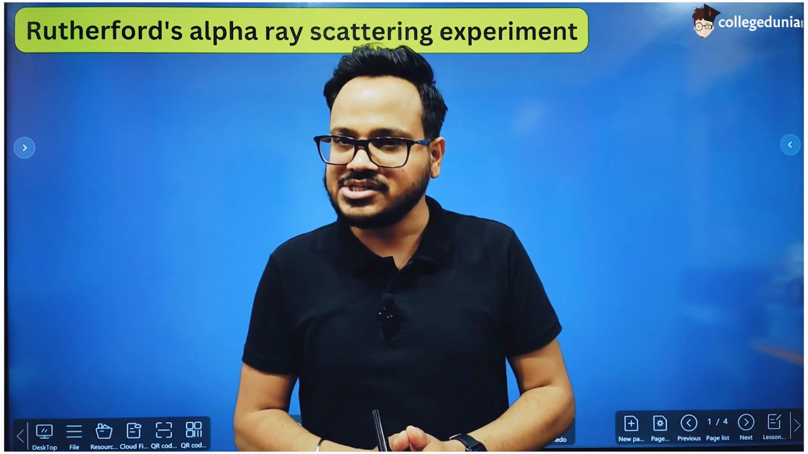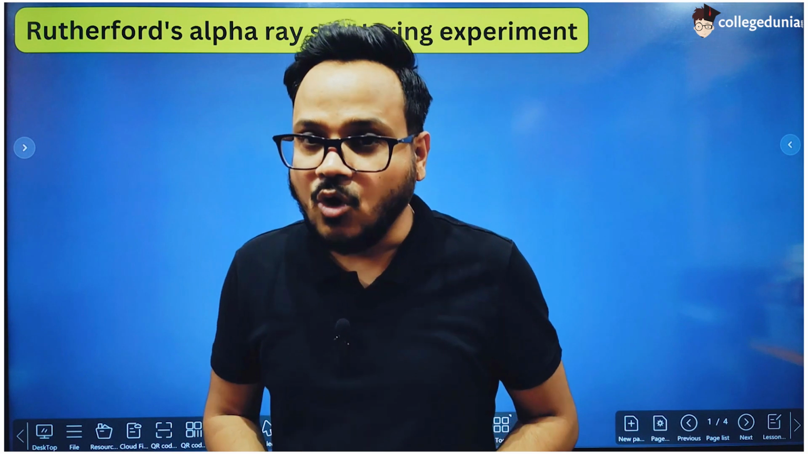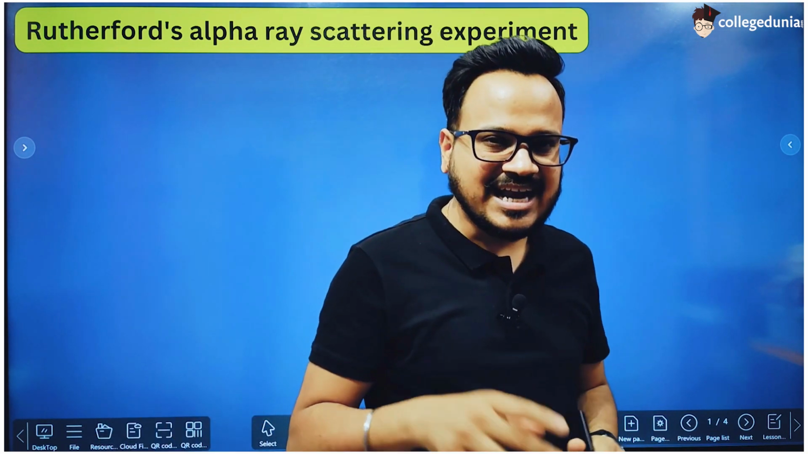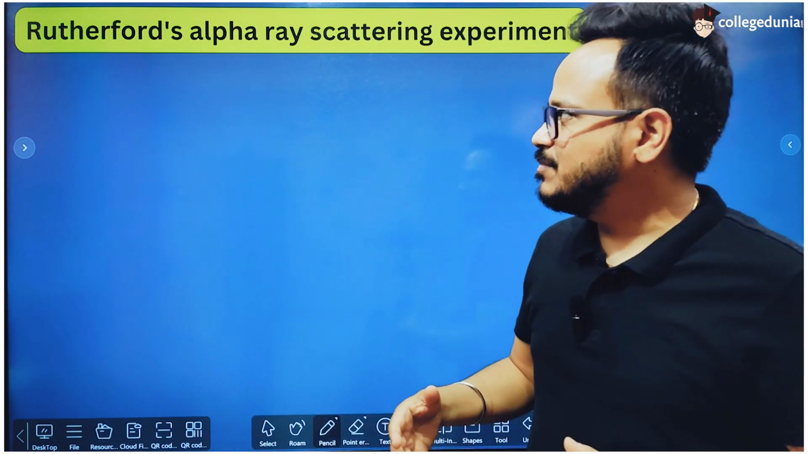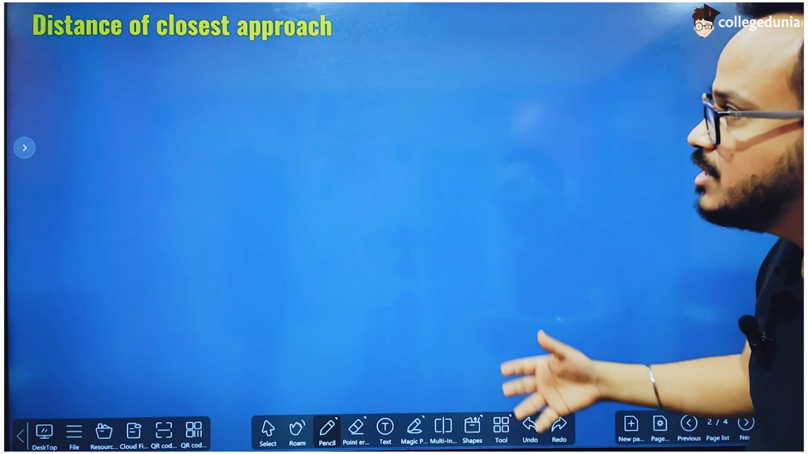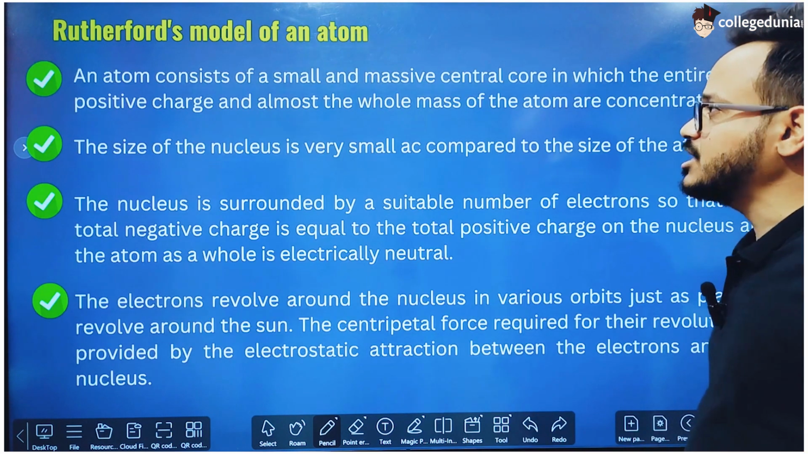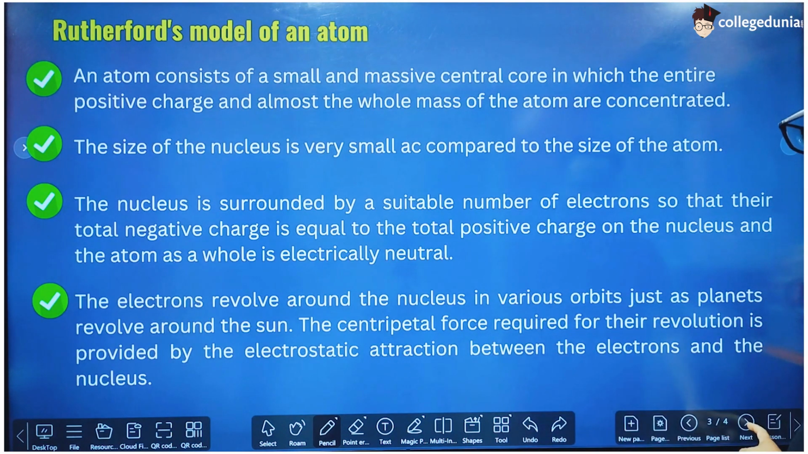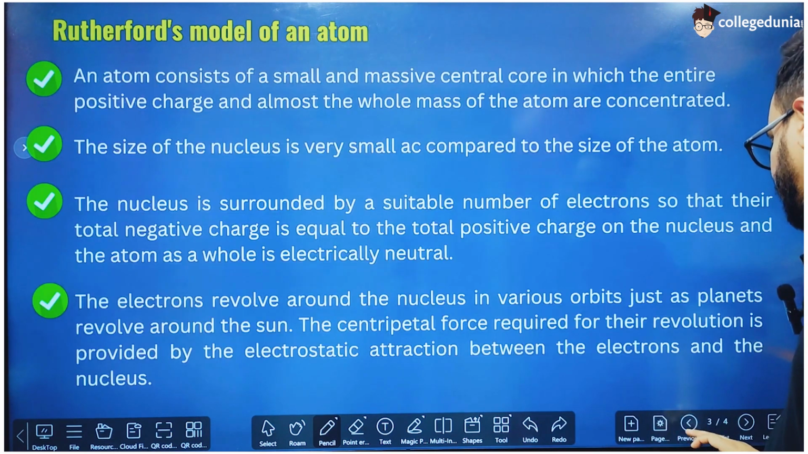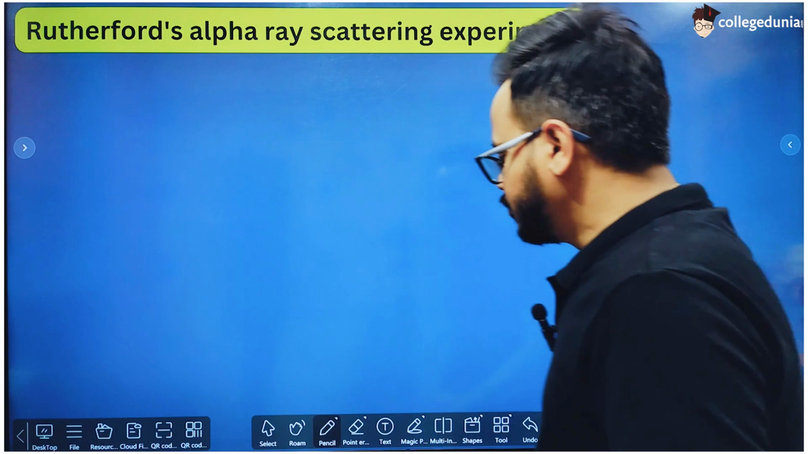Yes, we are talking about the same experiment in which he took a very thin gold foil and did the experiment. So we are going to study each and every detail of that experiment. We will see the experiment, then we will see what is the meaning of this term, distance of closest approach, then the postulates of Rutherford's model of atom and the limitations of Rutherford's model of atom. So let's start.